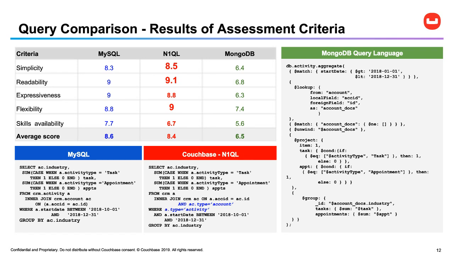I think on the flexibility part, they also score N1QL quite high there. But the skill set is probably an interesting point. You can find a lot of people who understand SQL, so MySQL always scores highly when it comes to skills availability. But N1QL, they reckon, is still lagging behind, because although it's very similar to SQL, some of the constructs that allow you to manipulate hierarchical data require a little bit of training. That's why we get 6.7. They also recognize that MongoDB is very popular, but nevertheless the skill set is not that widely available compared to SQL.